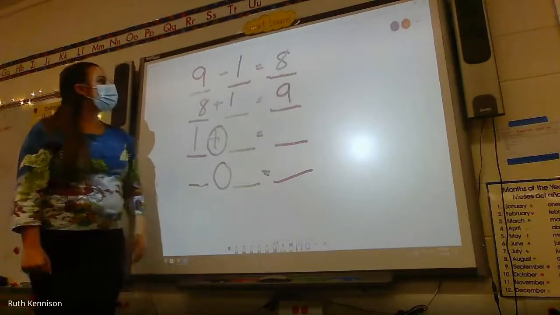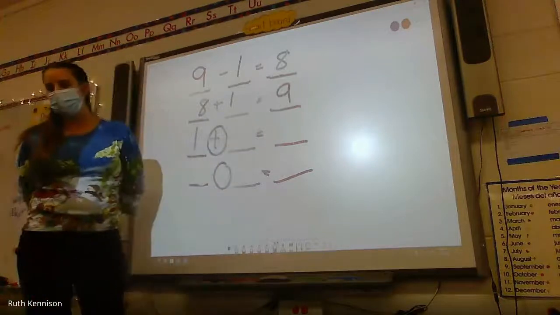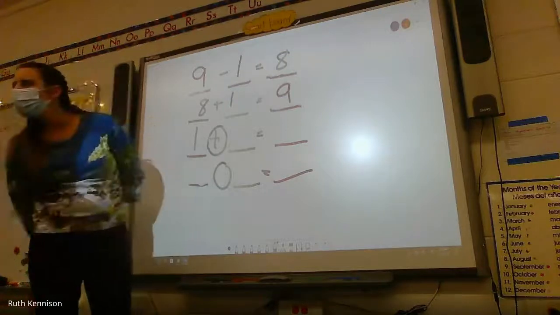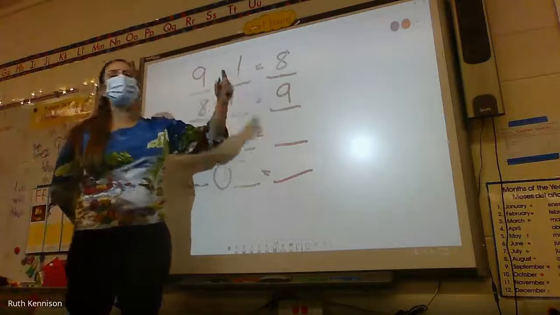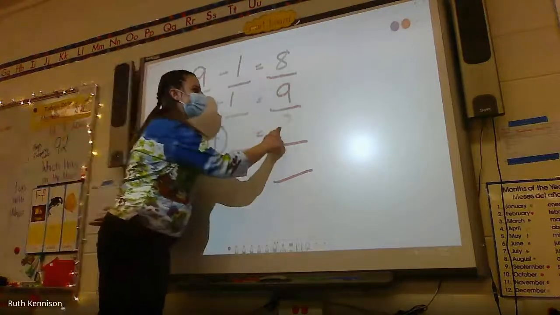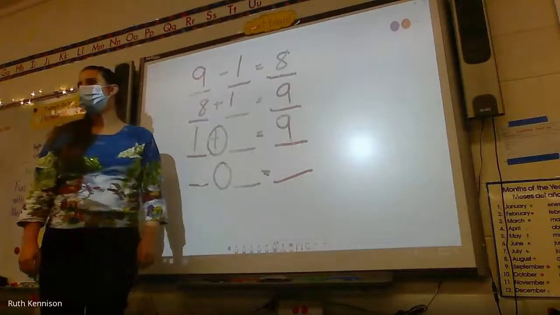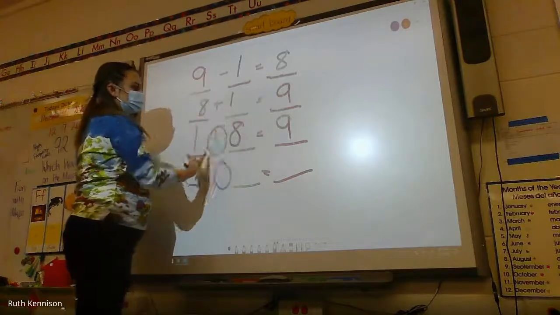So, remember your biggest one needs to go at the end. Which one is your biggest one? Anaya? 8 is bigger than 9? No! 9 needs to go at the end. So what is the one that goes in the middle? Right. 8 plus 1, flop it. 1 plus 8 equals 9.